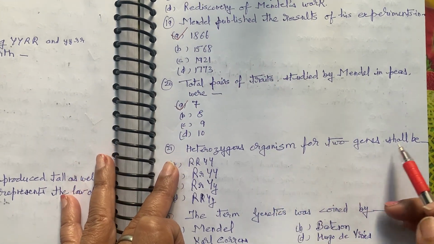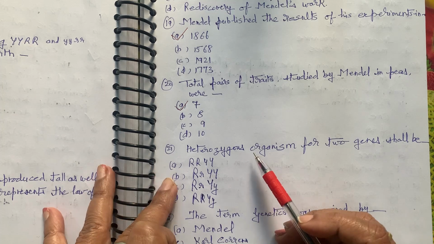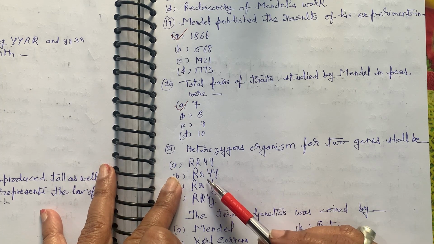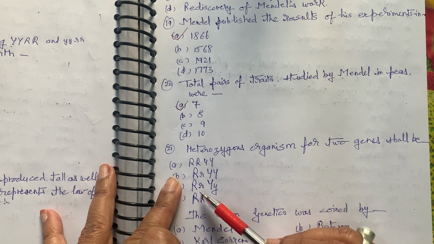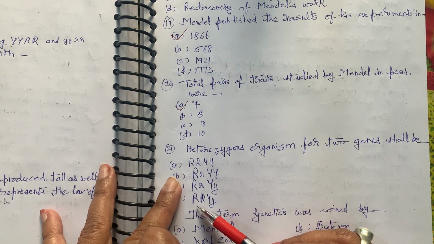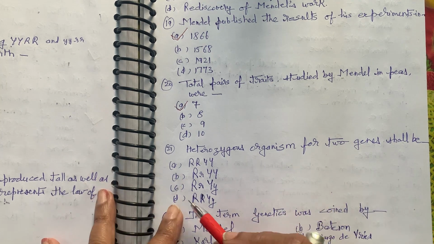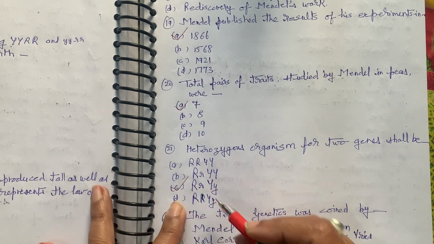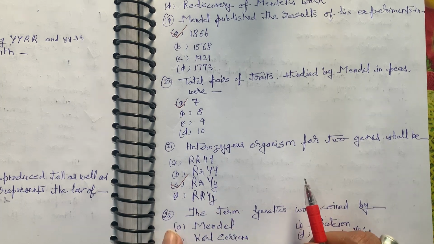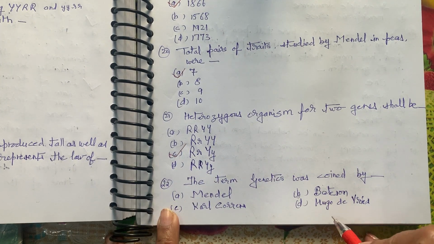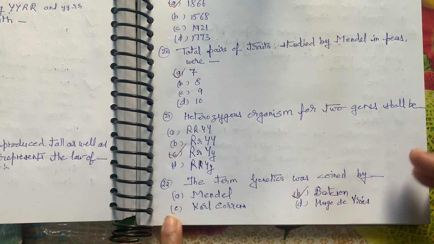Heterozygous organism for two genes shall be RRYY, RrYY, RrYy, RRYy. The heterozygous organism for two genes will be RrYy. The term genetics was coined by Mendel, Correns, Bateson, Hugo. It is coined by Bateson.